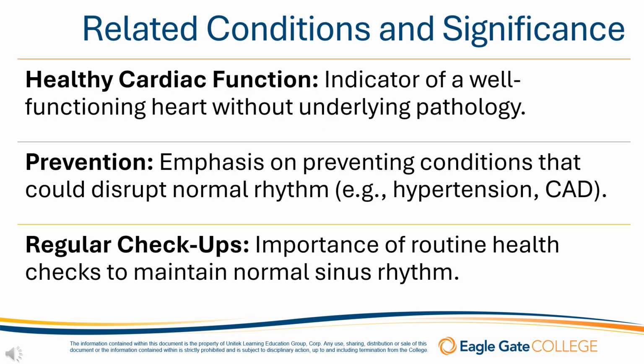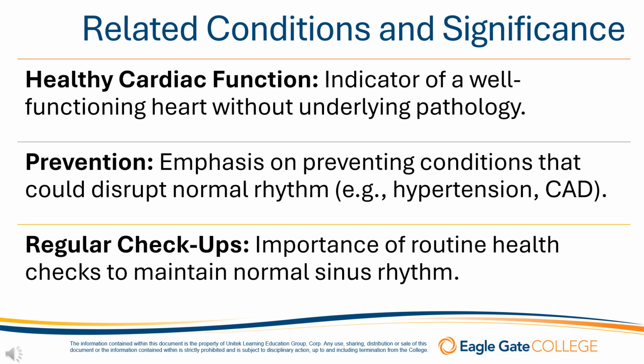Let's look at any related conditions and their significance when it comes to normal sinus rhythm. Well, normal sinus rhythm is a primary indicator that the heart's electrical conduction system is functioning properly. This implies that the sinoatrial node, atrioventricular node, and the rest of the conduction pathways are working in harmony to produce a regular beat. When a patient maintains a normal sinus rhythm, it generally indicates there are no underlying cardiac conditions. It shows the heart muscles are receiving appropriate signals for contraction and relaxation.